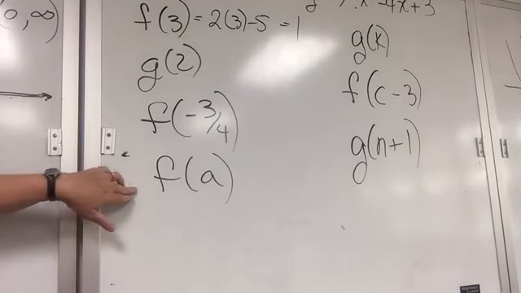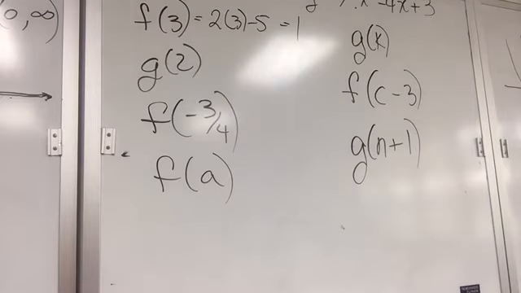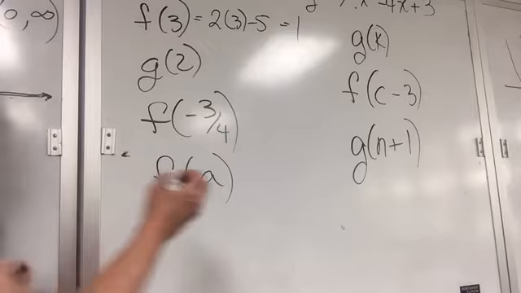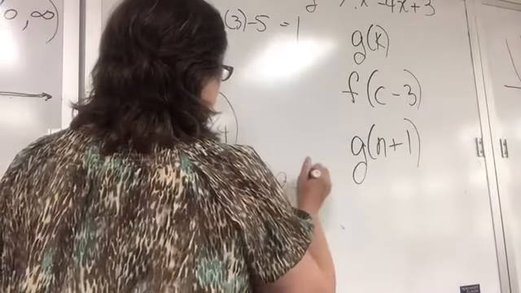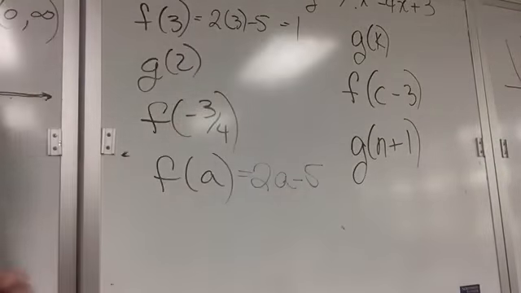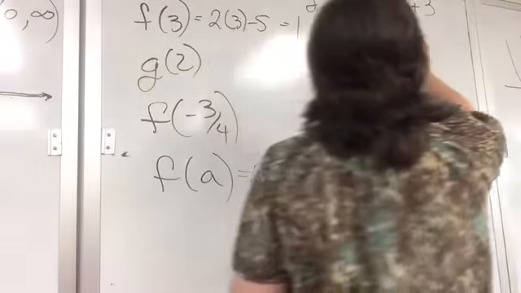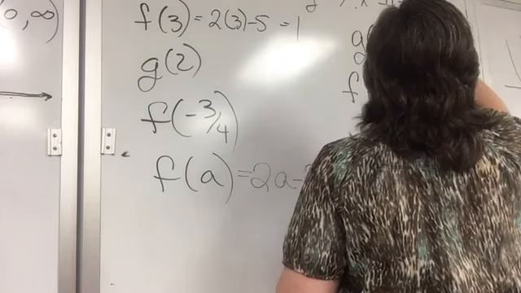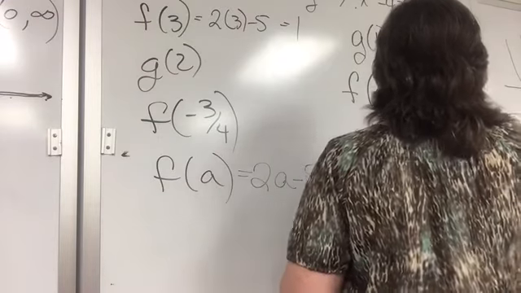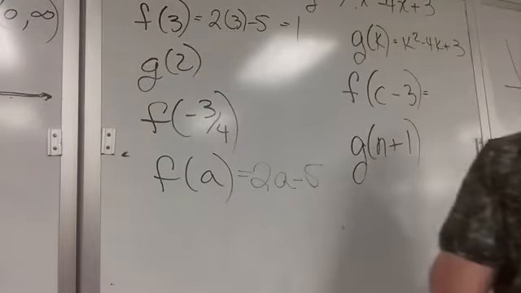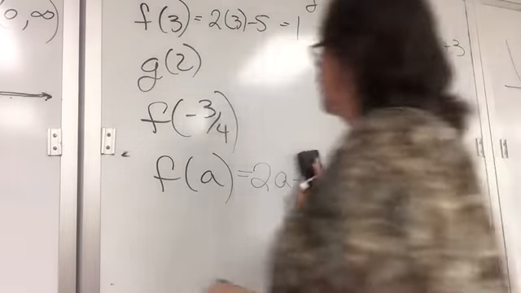What is f of a? 2a minus 5. 2a minus 5, very good. All you're doing is taking the x and replacing it with an a, all right? What is g of k? k squared minus 4k plus 3. All right, k squared minus 4k plus 3. Now these two, I'm going to help you out with a little bit.